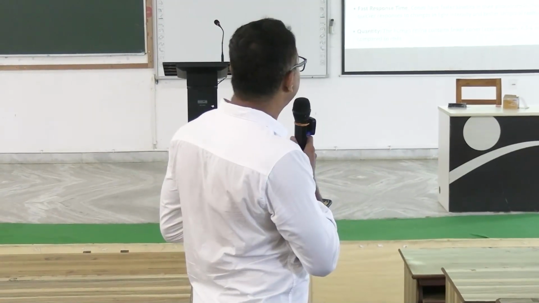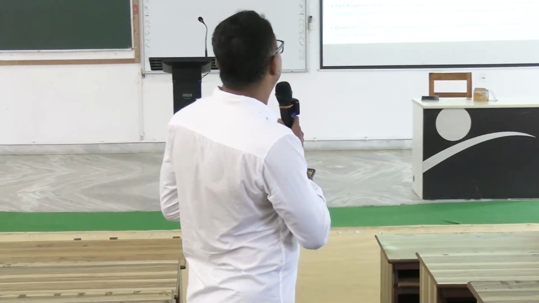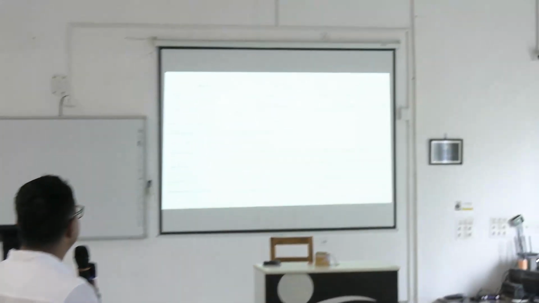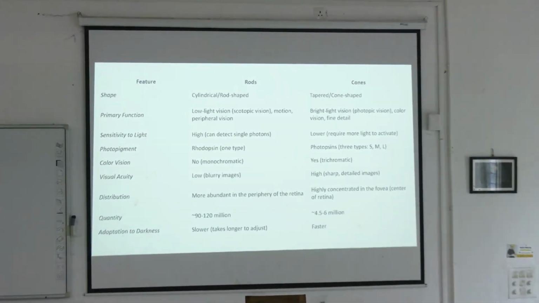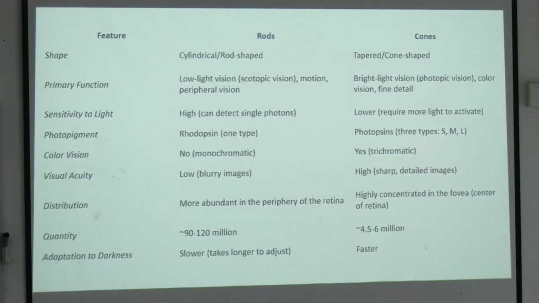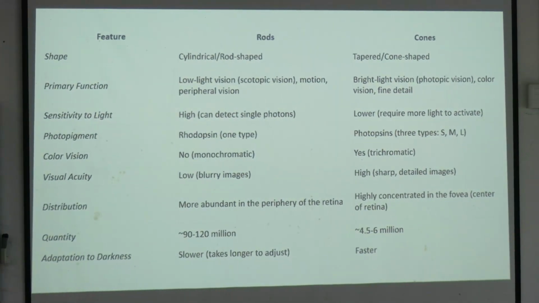Now the function of cones is basically for color vision or photopic vision, but visual acuity will be less. Here is the difference between rod cells and cone cells. Remember the quantity: 90 to 120 million rod cells and 4.5 to 6 million cone cells.